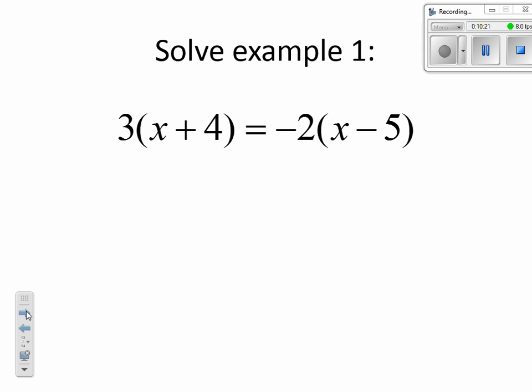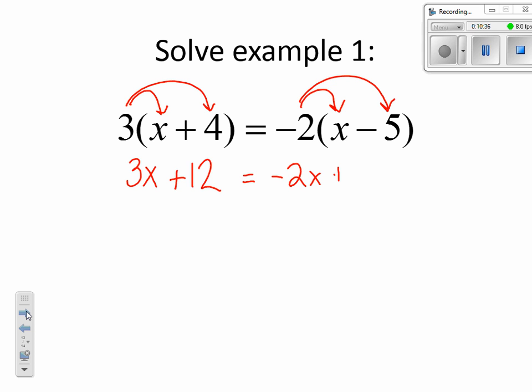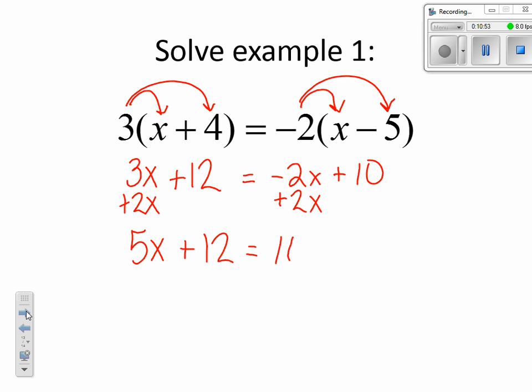I see some distributive property actually on both sides, so I'm going to go ahead and do that first. 3 times x is 3x, 3 times 4 is 12. And then on the other side, negative 2x. Negative 2 times negative 5 makes positive 10. Now I'm noticing I have x on both sides of the equal sign. I'd like to get them together on one side, so I'm going to add 2x to this side and also add it to the other side. That makes 5x plus 12 equals 10.